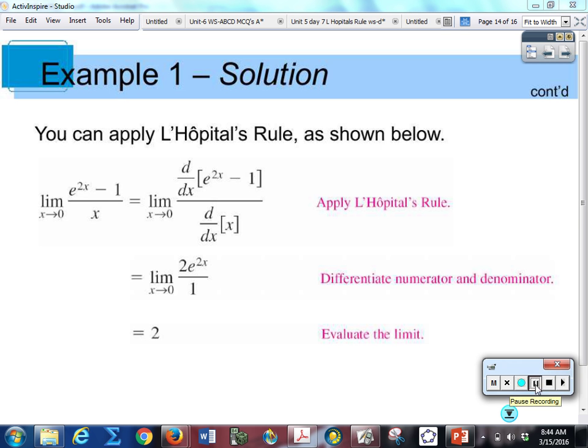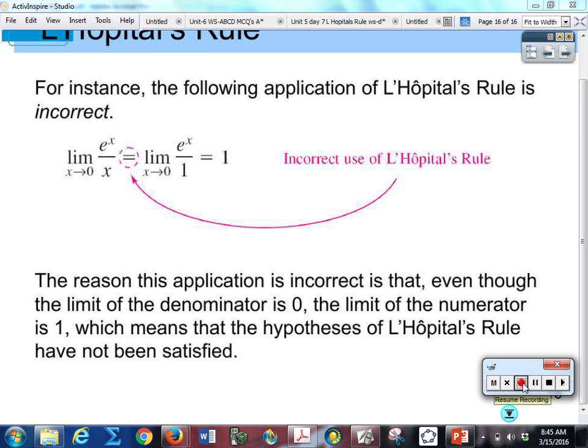So this one says this is an incorrect use of it, because if you look at it, when you plug in 0, what do you get on the top? 1, and when you plug in 0 on the bottom, you get 0. Is 1 over 0 indeterminate form? No, so you can't use L'Hopital's rule on this. It has to be 0 divided by 0 or infinity divided by infinity. So this one is not a good use of it.